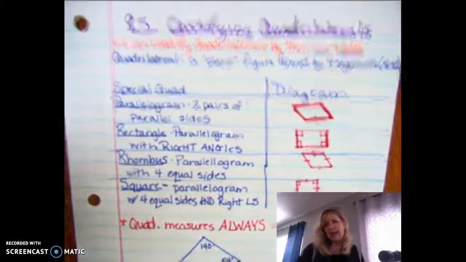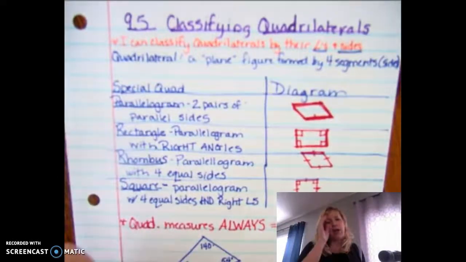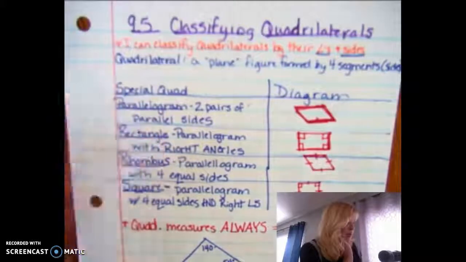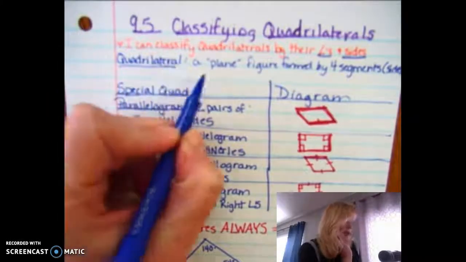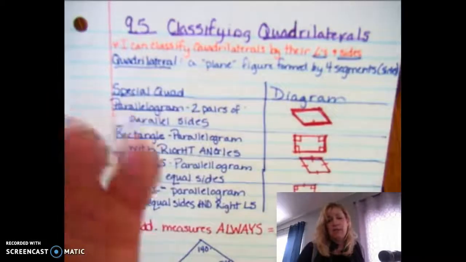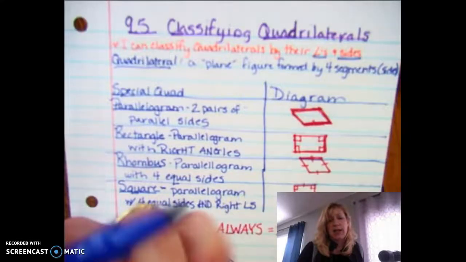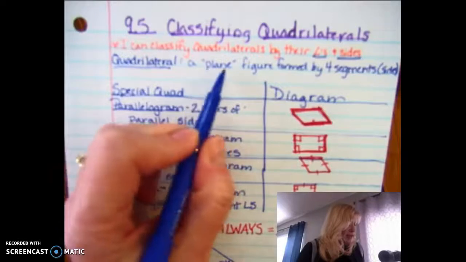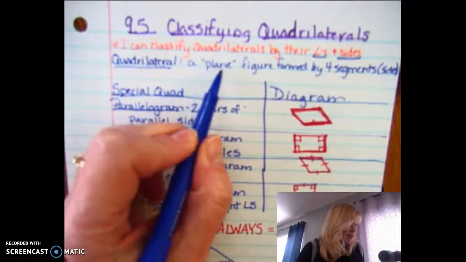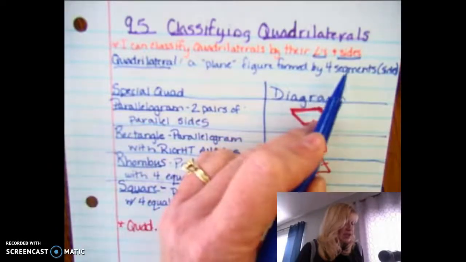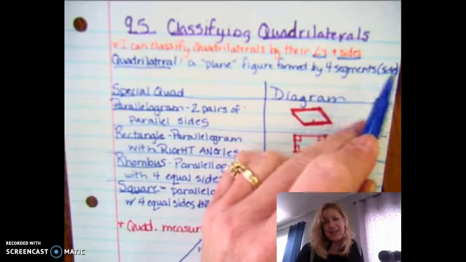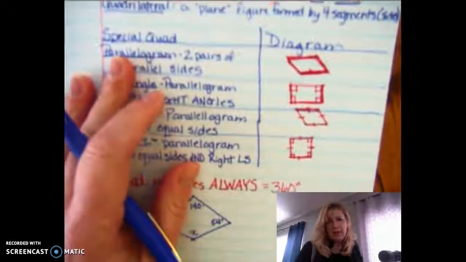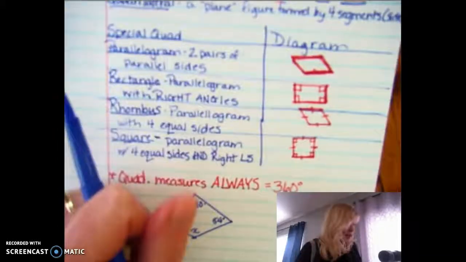We were talking a lot about sides and angles when it came to triangles recently. So what is a quadrilateral? Well, a quadrilateral is a plane figure, meaning if you remember to the beginning of our unit, we talked about a collection of those points on a plane. It's not 3D. It's a plane figure formed by four segments, which we call sides. Okay? So we're going to deal with some special quadrilaterals today.